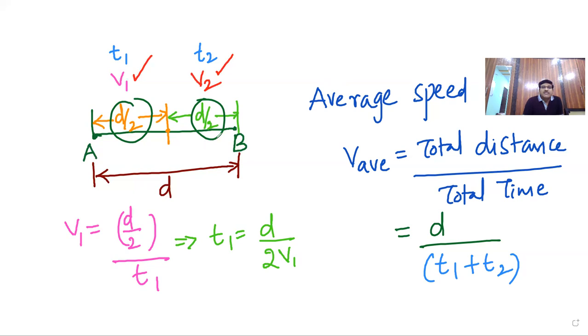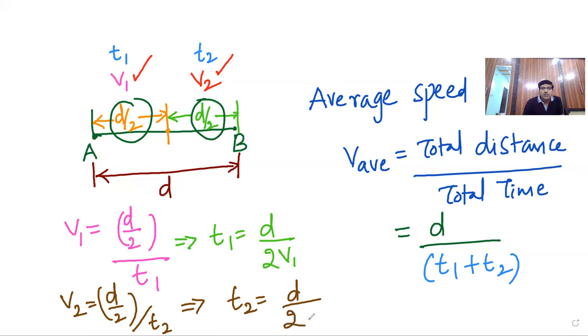In the second part, half of the distance, D by 2, is covered at a different speed, V2. I require the time T2. To know the time, I am applying the speed formula to the second part. What is the speed in the second part? V2. What is the distance? The same D by 2. What is the time? T2. So V2 equals D by 2 divided by T2, and hence T2 is equal to D by 2 V2.